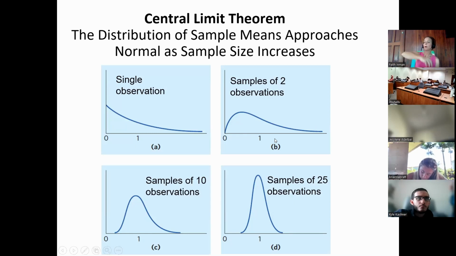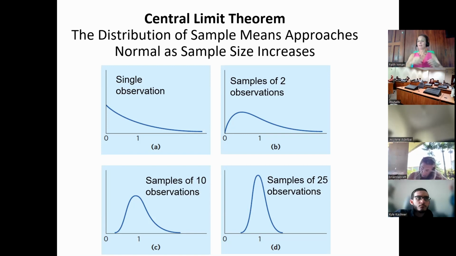But if you took a bunch of samples of 2 observations and you took the mean of those 2 observations, right? You took 2, took the mean, plotted that. You took 2, took the mean, plotted that. It starts to look a little bit more normal. And now if you took a bunch of samples with 10 observations each, take a sample of 10, take the mean of those 10 and plot that on the graph. Take another sample of 10 individuals. Take the mean of that.